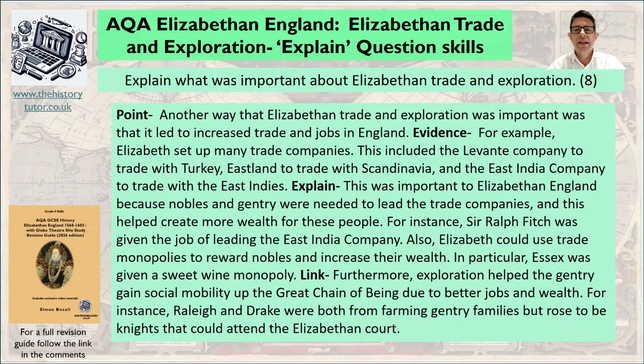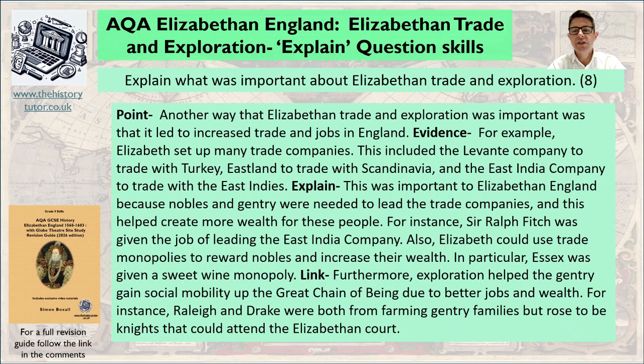Okay, so I said another way that Elizabethan trade and exploration was important was that it led to increased trade and jobs in England. For example, Elizabeth set up many trade companies like the Levant Company, trade with Turkey, Eastland, trade with Scandinavia, and East India Company, trading with the Indies. This was important to Elizabethan England because nobles and gentry were needed to lead the trade companies, and this helped create more wealth for these people. For instance, Sir Ralph Fitch was given the job of leading the East India Company. Also, Elizabeth could use trade monopolies to reward nobles and increase their wealth. In particular, Essex was given a sweet wine monopoly.